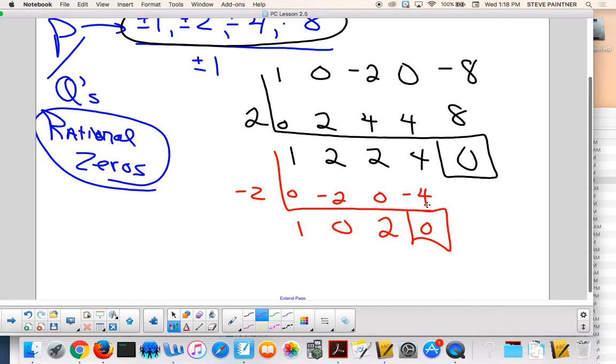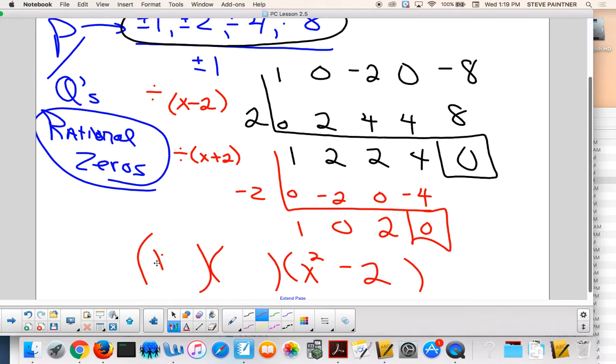And when you have 3 numbers in the end with a remainder of 0, what you actually did is this. You divided by what? When you put the 2 there, you were dividing by x minus 2. When you put the -2 there, you were dividing by x plus 2. When you do all this division, these 3 numbers, that's the answer. So this is x squared minus 2. Good. And you know the other factors were x minus 2, x plus 2, right?